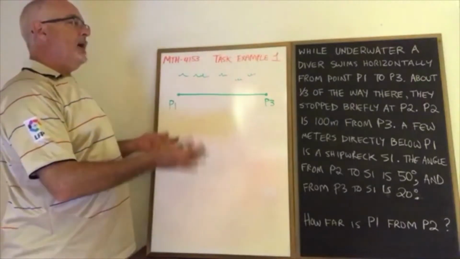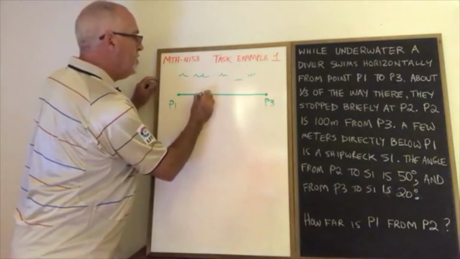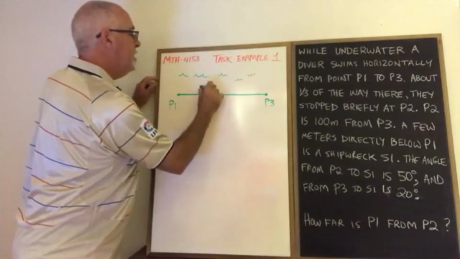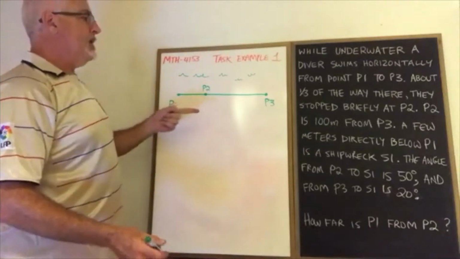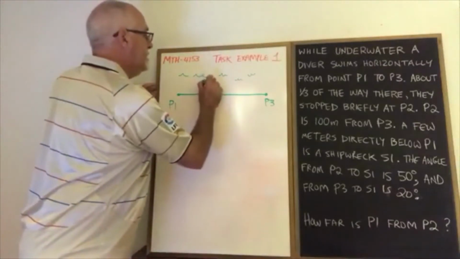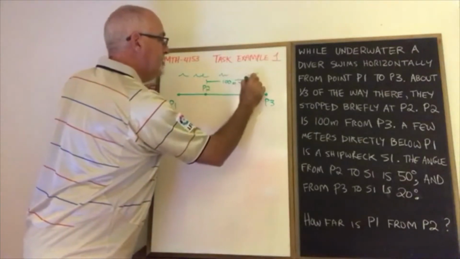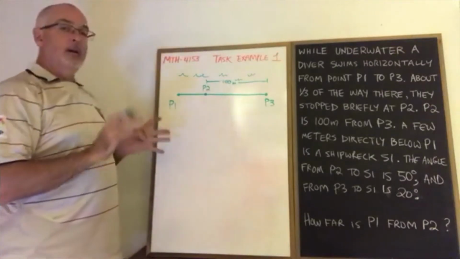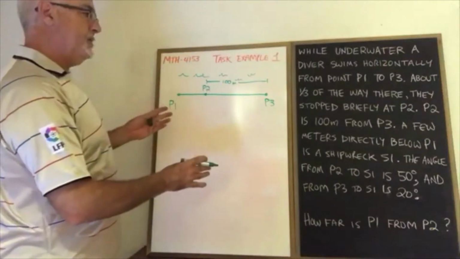About 1/3 of the way there, the diver stopped briefly at P2. So just somewhere around 1/3 of the way, I'm marking P2. That's point 2. P2 is 100 meters from P3. So I can draw a label showing 100 meters separating P2 from P3. I have my first distance in this situation.